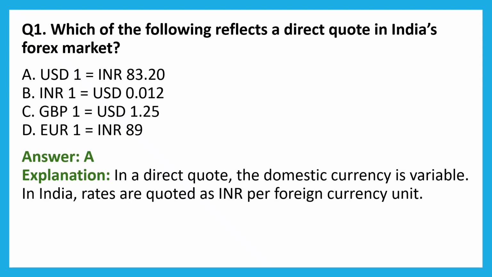Correct answer is option A, USD 1 equal to INR 83.20. In a direct quote, the domestic currency is variable. In India, rates are quoted as INR per foreign currency unit.